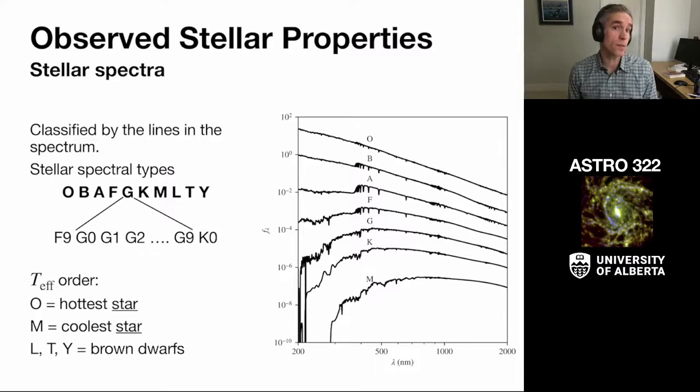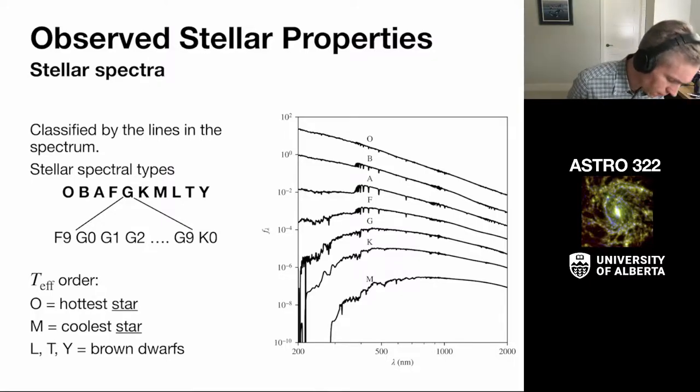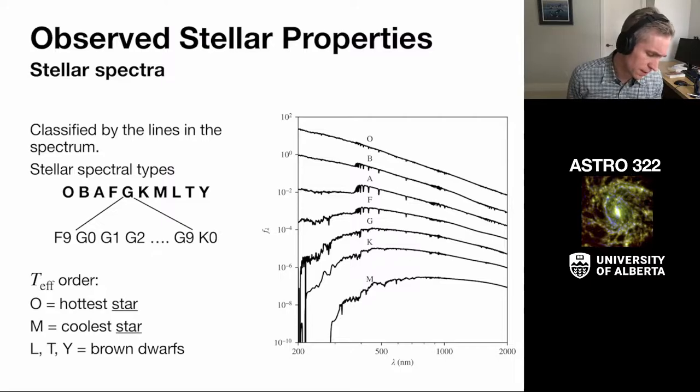This is because it was easy to measure lines in stellar spectra without getting these beautifully calibrated flux curves. Back in the 1910s and 1920s when we were doing this classification, it's easy just to say this line is strong or weak, versus I've calibrated this to 13.3 Janskys across the entire band. That required much better detector technologies.